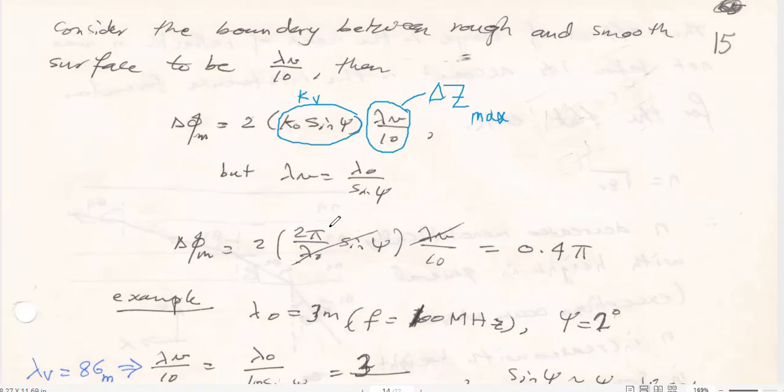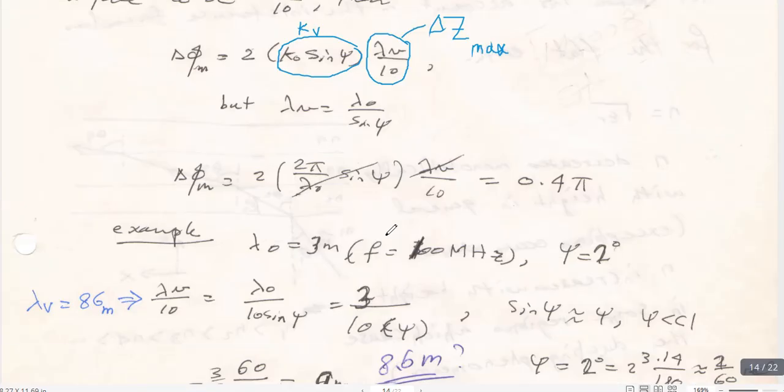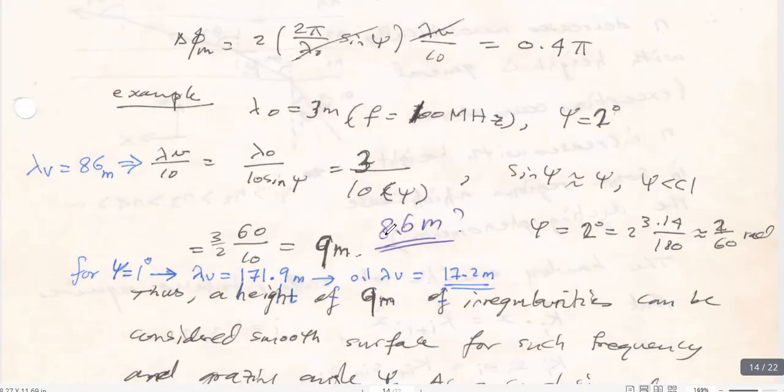Now lambda v is equal to lambda naught over sine psi. Therefore this will cancel with this. And here we will have 4 over 10, 0.4 pi. The result: the maximum phase variation when the Earth is considered to be smooth is 0.4 pi radian. This is an example to illustrate the idea.